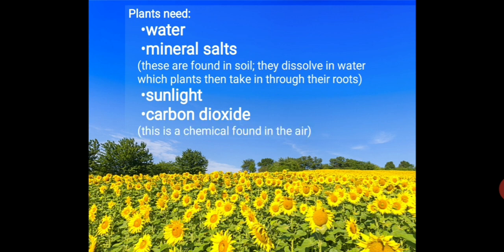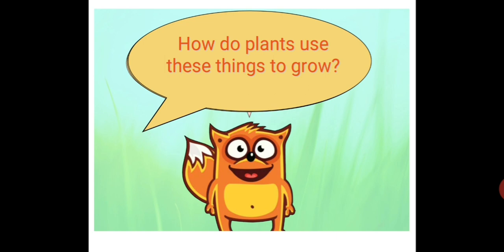And carbon dioxide is a chemical which is found in the air. So we need oxygen, don't we, as humans, and all animals need oxygen, and we breathe out carbon dioxide. Whereas plants breathe in carbon dioxide and they breathe out oxygen. So these are the four things that plants need to grow. They need water, mineral salts in the water, sunlight, and carbon dioxide. So how do plants use these things to grow?